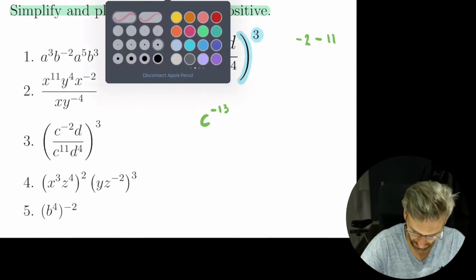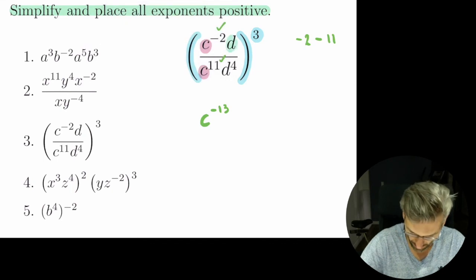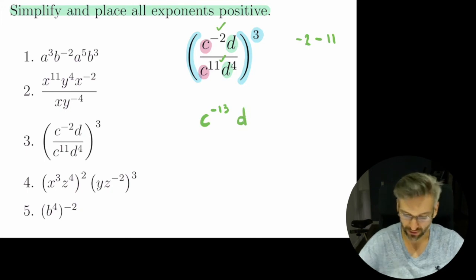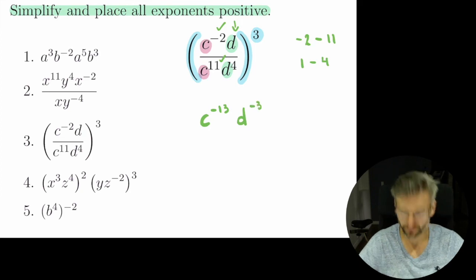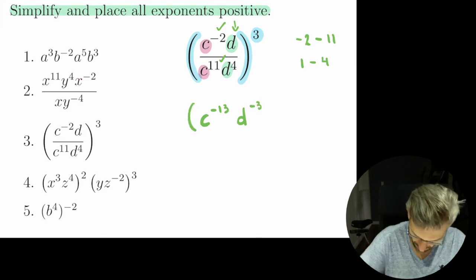Now next, I'm going to worry about the d. So with the d, I have d. Now don't forget, I do have an exponent there, so it's d to the 1. So that's 1. Again, it's division, so I'm subtracting. So 1 minus 4, which is negative 3. So what I have is this.